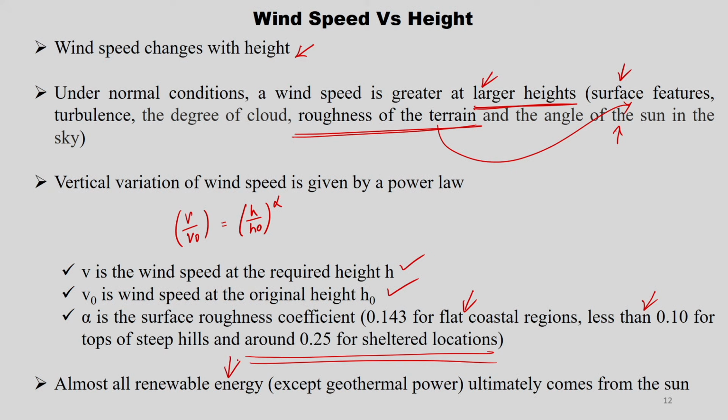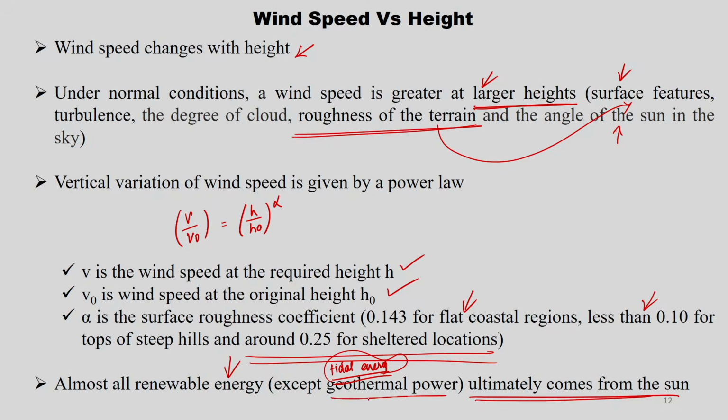Almost all renewable energy except geothermal power ultimately comes from the sun. This we discussed many times. Some say tidal energy as well, but we do not include it. Tidal energy is based on the rise and fall of the tides, which is due to the moon, but if you go in depth, that is also created due to sun power only. So we do not take that as an exception, but geothermal is obviously coming from the ground, so we do not include it. In tidal energy also, some say that it is not direct radiation of the sun, so it can also be included in the exceptional cases.